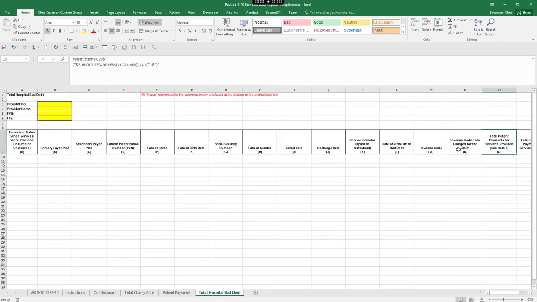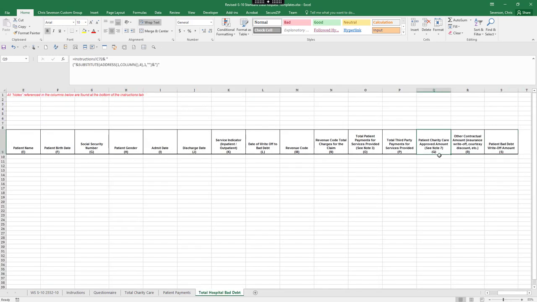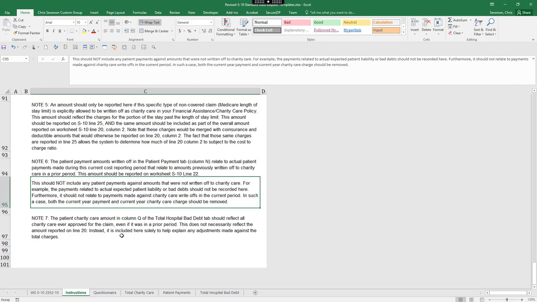So let's take a look at column Q. Patient charity care approved amount. Again, this is just explaining what happened out of these revenue code total charges, what happened to all those charges. Some might have been paid by either the patient or the third party. Some amount might have been approved for charity care at some point in the past. And then there might be some remaining bad debt amount. This is the amount we're looking for on line 26. And that takes us to the end of the notes for this template.